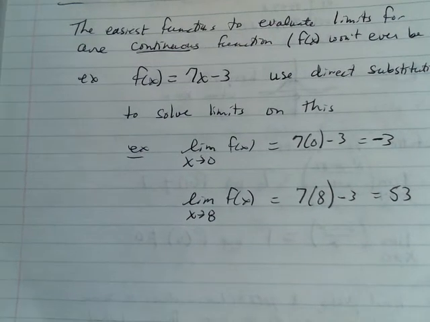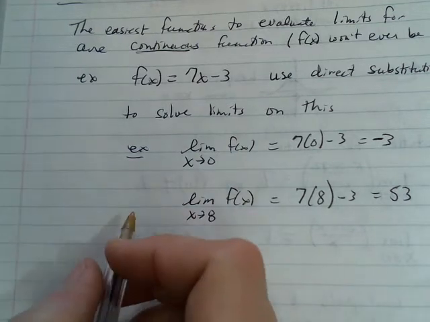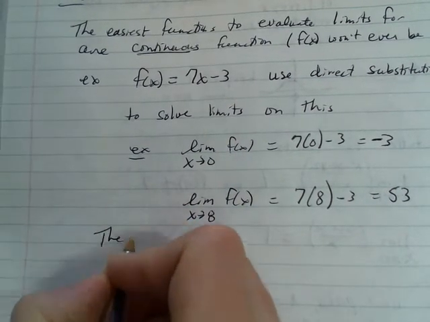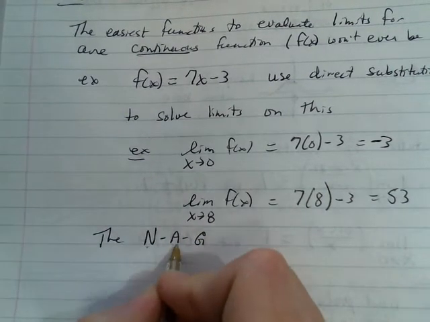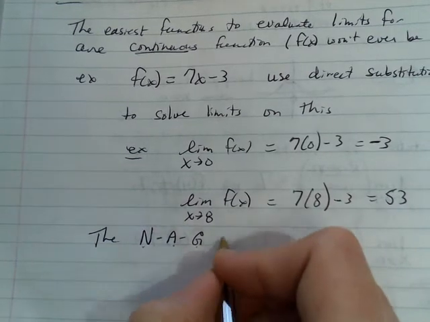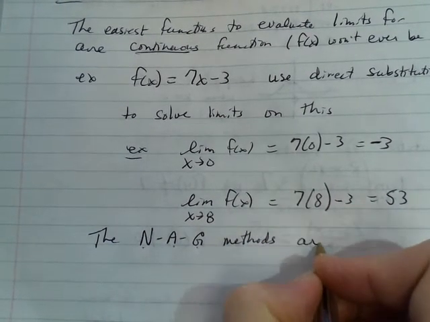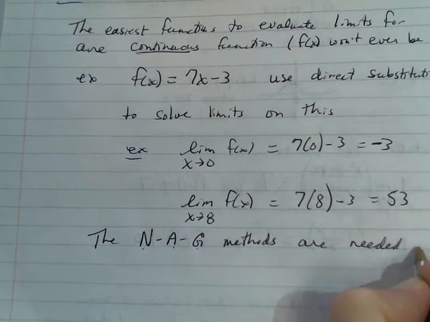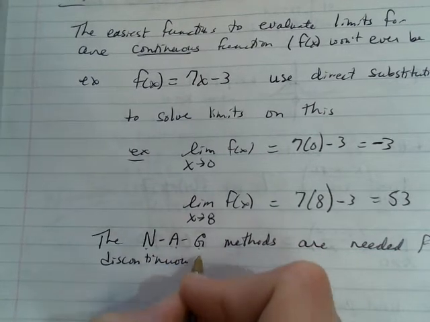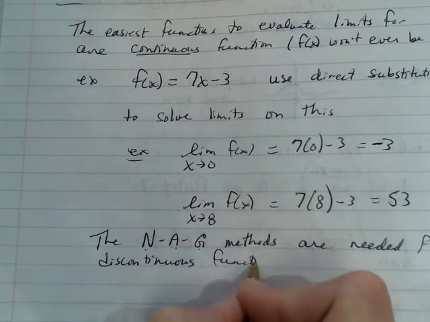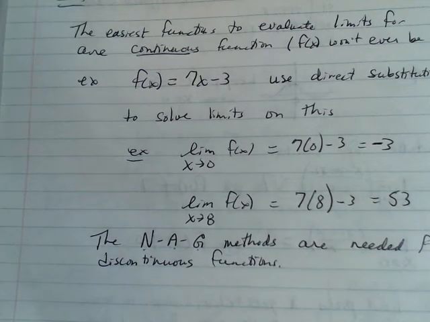Okay, if you don't have a continuous function, you're either going to use numeric or algebraic or graphical methods. They're needed for discontinuous functions. So I'll say NAG: numerically, analytically, or graphically methods are needed for discontinuous functions like fractions or piecewise functions. Okay, because they're undefined at some values.